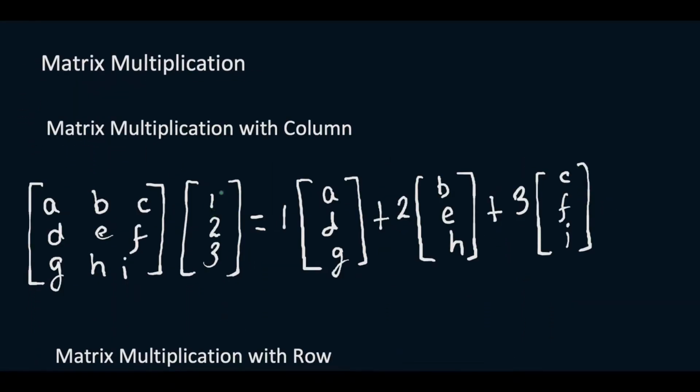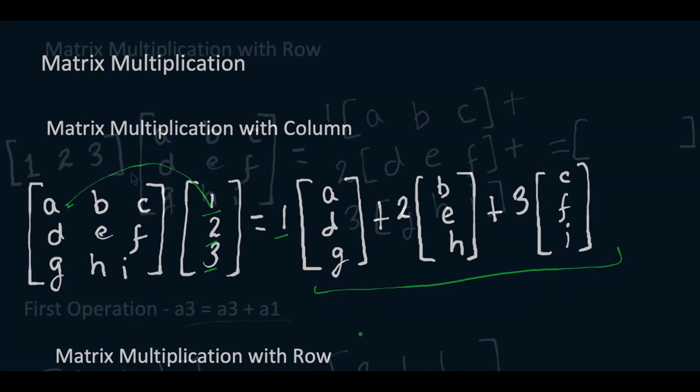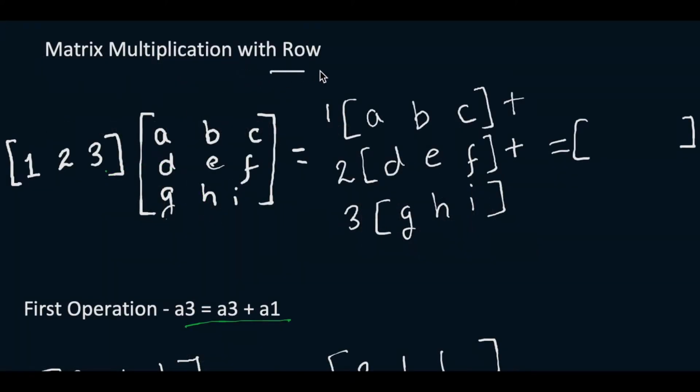Now this is the matrix multiplication with a column. We can do it either with a row or with a column. During multiplication with a column, we take one row of the matrix for each column. For the first row, we multiply it with the first column, so it will become 1 times ADG plus 2 times BEH plus 3 times CFI. Now you can combine all of these to get the final result. Next, let us do our multiplication with the row operation.